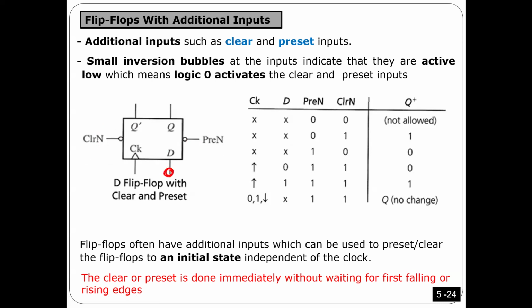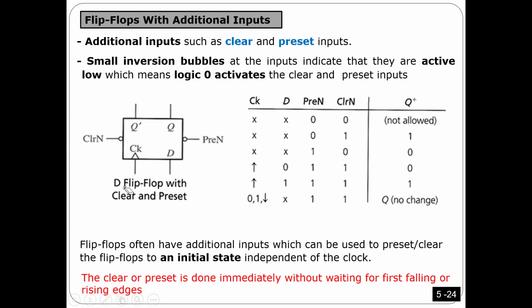So when you apply 0, yes, I will get 0 here, but at the clock. But this is something I want to do immediately for some reason. That's why if I put 0 here, I will get 0 immediately without a clock. Again, this is not the normal operation. This only happens, for example, for initialization, or when you want to clear it immediately. Any questions?